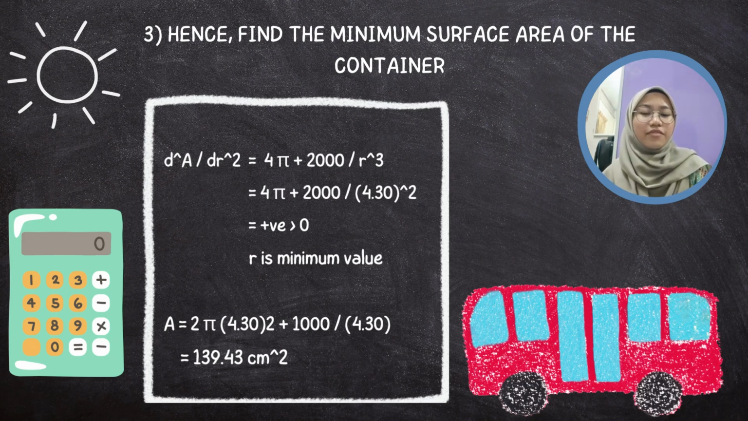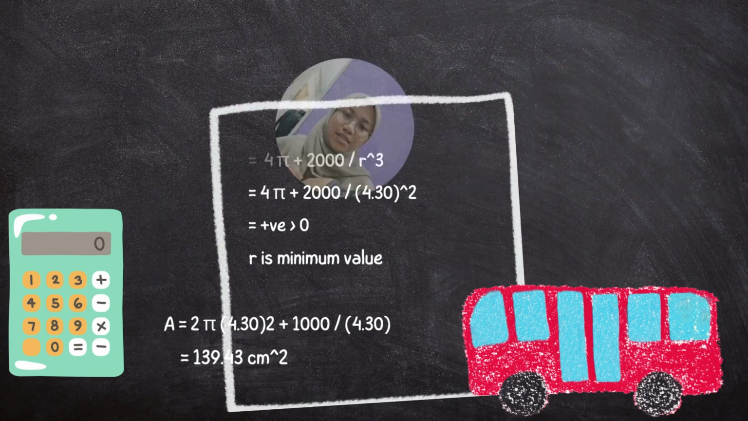So to know the minimum surface area of the container, we can substitute r in the main function, which is 2 pi r squared plus 1000 divided by r. After we substitute, it will be 2 pi multiplied by 4.30 squared plus 1000 divided by 4.30. And after we calculate, we get 139.43 centimeters squared, and this will be the final answer of the question.